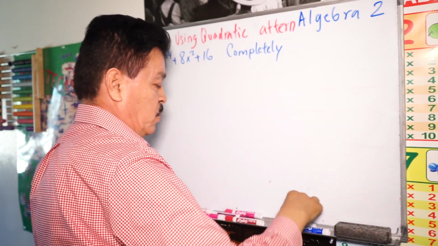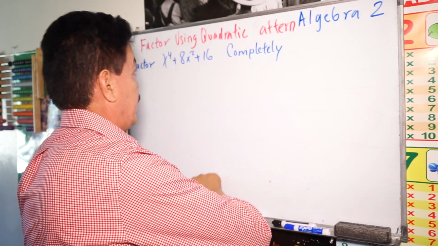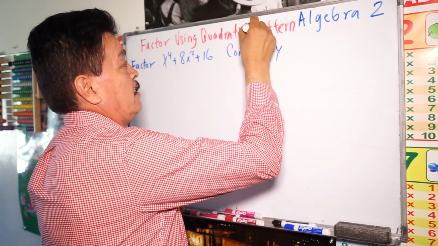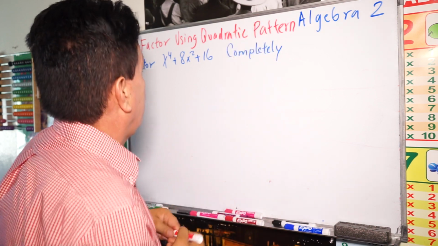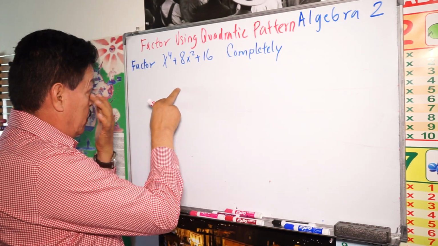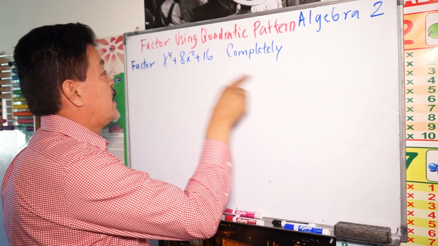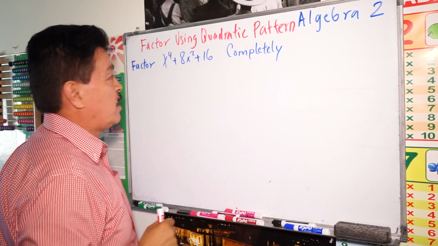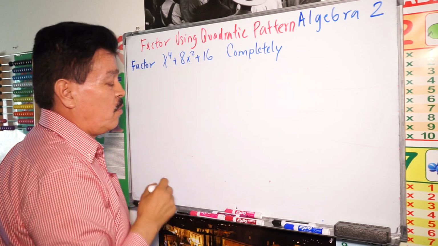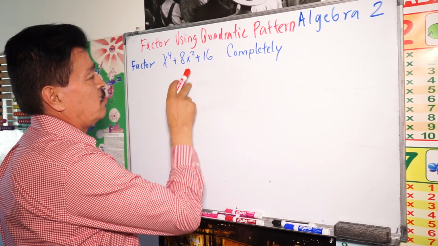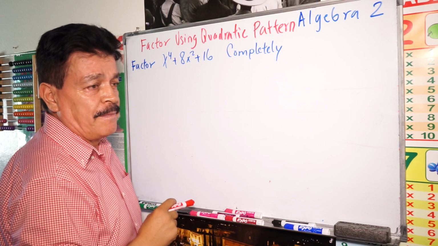Teach Algebra 2. The topic for today is, I'm gonna factor one problem completely. So our problem for today is x to the 4th power plus 8x to the 2nd power plus 16.